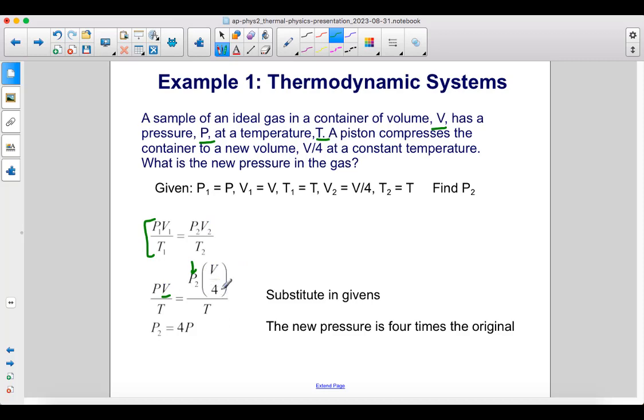And then what's going to happen? This 4 will move down into the denominator, and we're going to solve for P2. So we're going to multiply, with the T's canceling, and then the 4 in the denominator here will multiply both sides by 4, and then the V's will cancel, and you can see that P2 is going to equal 4P. The new pressure is 4 times the original.